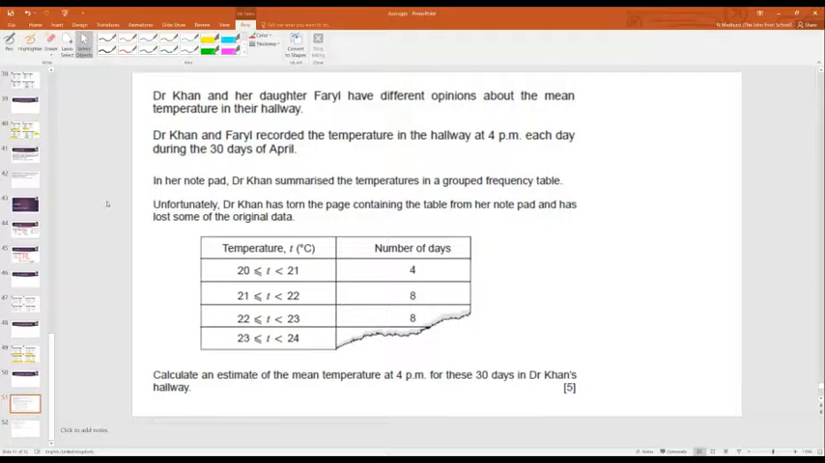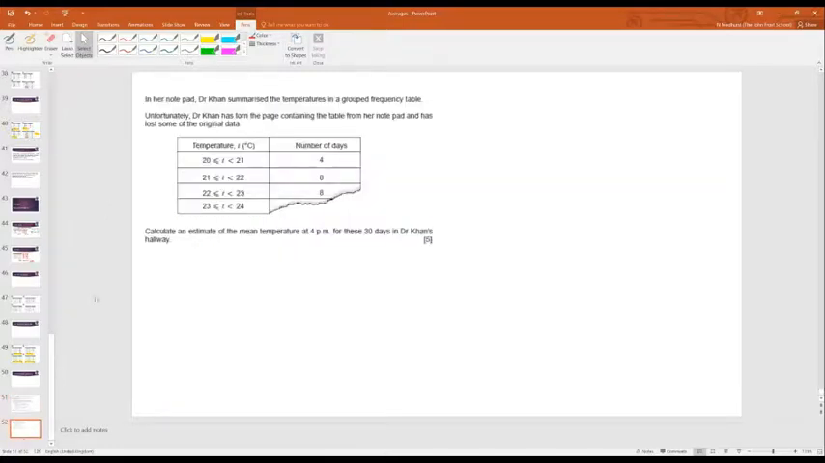Okay, so the question is saying calculate an estimate of the mean temperature at 4 p.m. for these 30 days in Dr. Cannon's hallway. Okay, so what I want you to do first of all is this piece of data here is important. All right, so using that information, try and figure out what this missing piece of data is first, and then once you've done that, what we've just been doing in the rest of this video, you can apply from there then. All right, so press pause, have a go, and then press play when you're ready to see the answers.